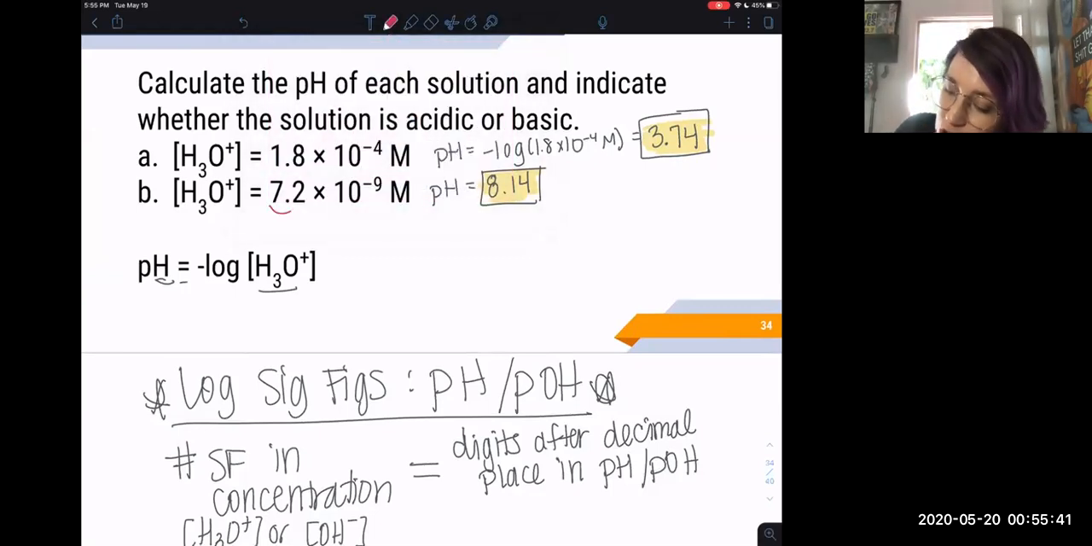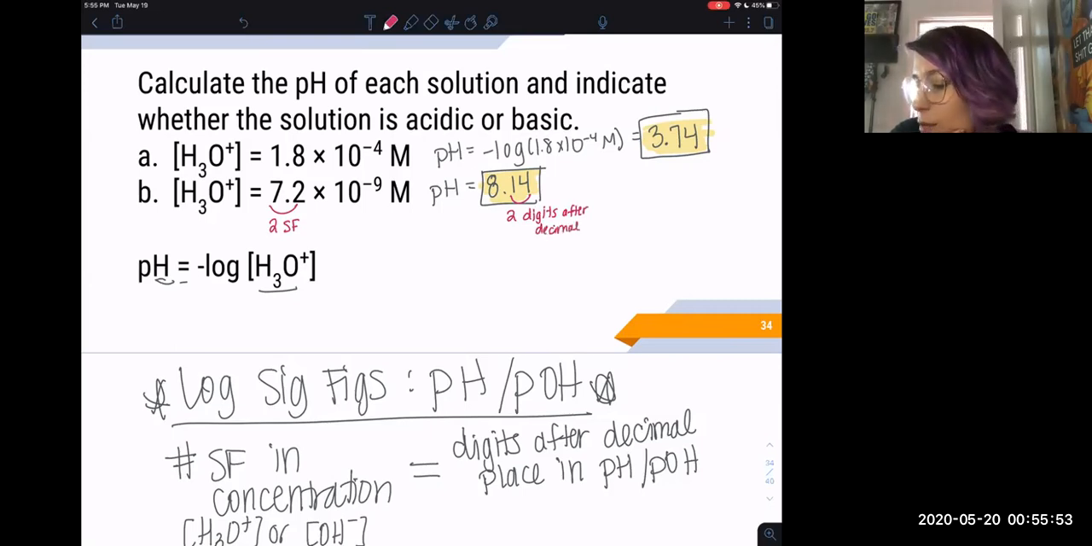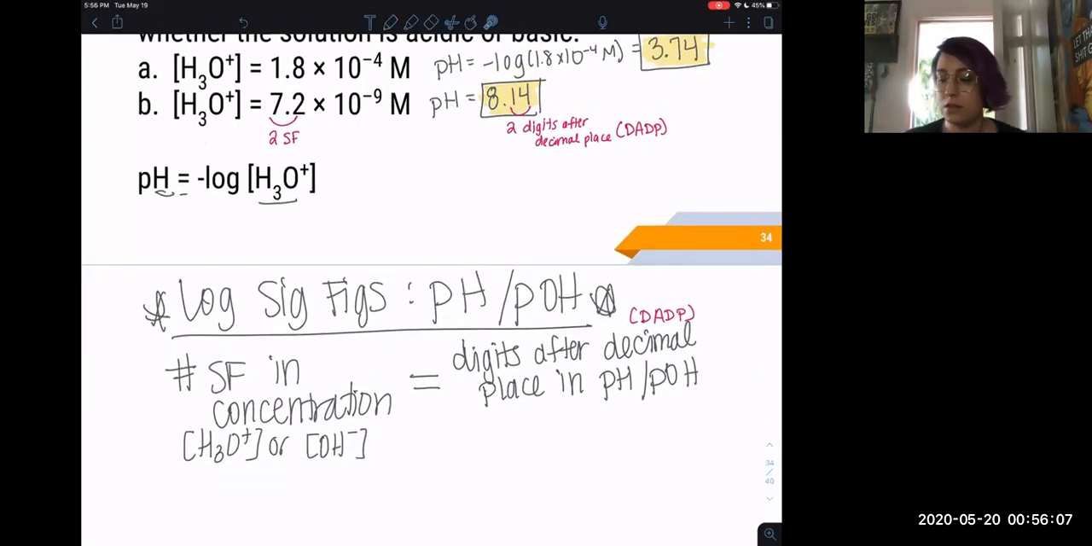So check it out. I got 2 sig figs in my concentration. Therefore, I have 2 digits after the decimal place. Professor Wakawa calls these DADP, if you want to just do that for short. DADP. And it's reversible. So if you're going sig fig to concentration to pH, or you're going pH to concentration, the number of digits after the decimal in the pH is always equal to the number of sig figs in the concentration, no matter which way you go. It's your last sig fig rule.